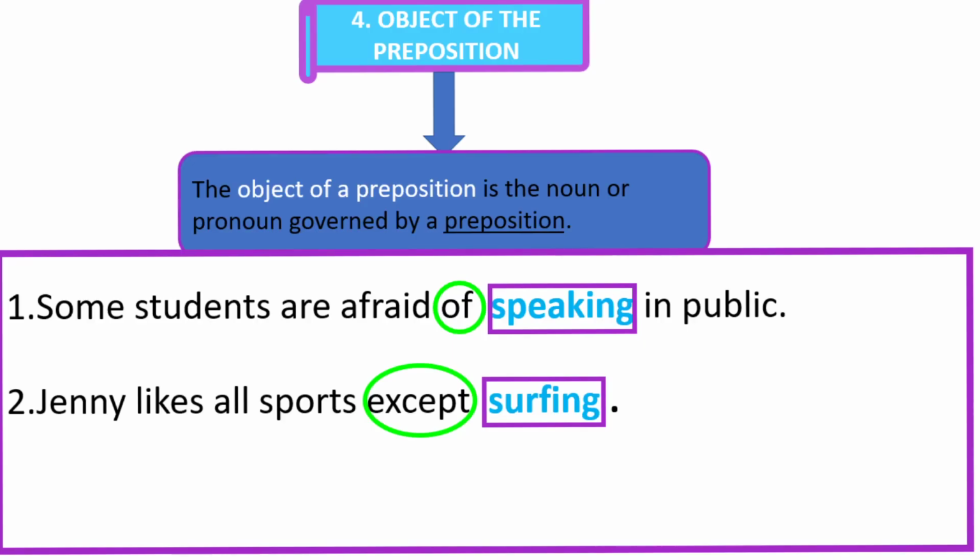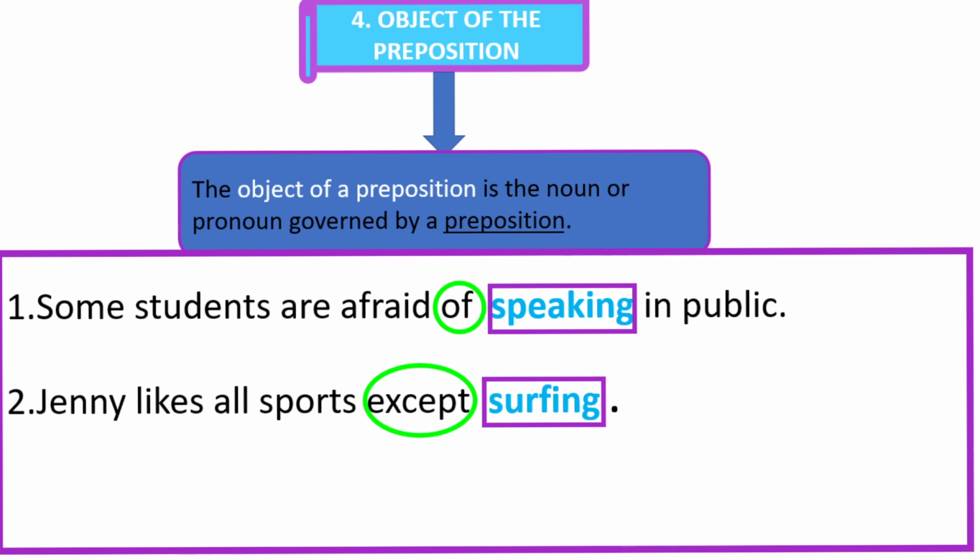Fourth function of a gerund is as the object of the preposition. What is an object of the preposition? The object of a preposition is the noun or pronoun governed by a preposition. Tip: how to locate the object of the preposition? It comes after a preposition. So let's look at the examples.